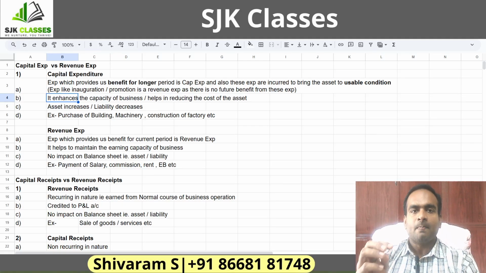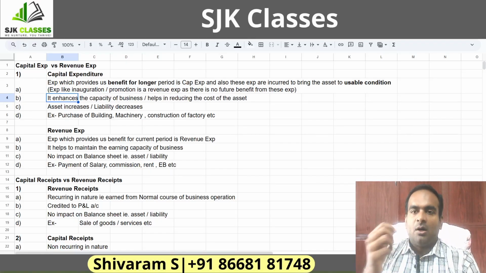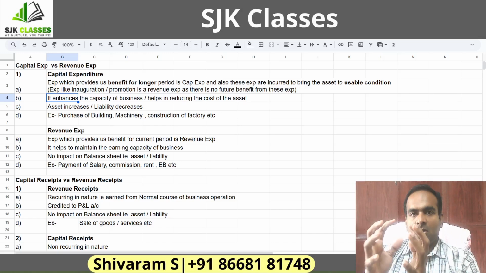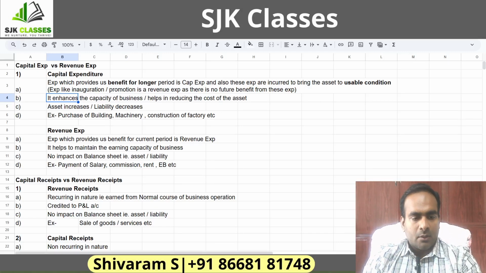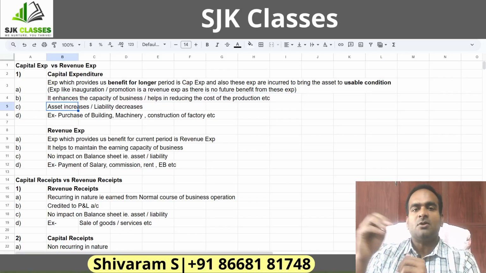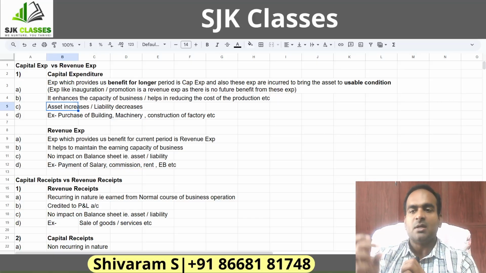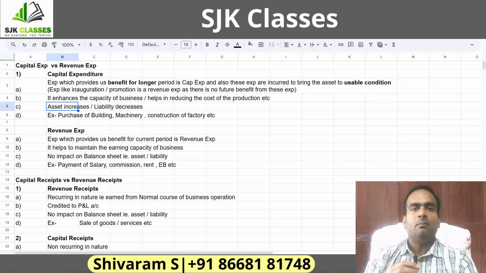At the same time, it might help us to reduce the cost of production. So the company's cost might come down. It should be written as cost of production, etc. These types of expenditure will help us reduce our cost. Let's go with the same machinery example. When I purchase a machinery, this machinery will help us streamline my production process and increase the output at a fast pace. So I'll be able to cut down my labor cost.